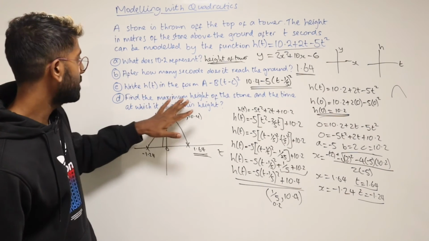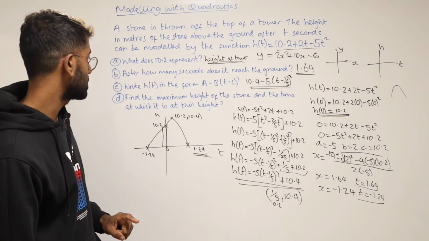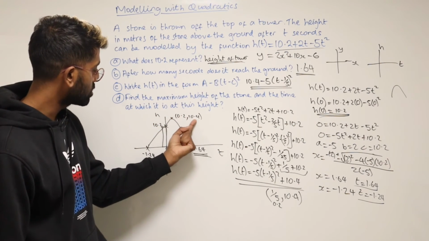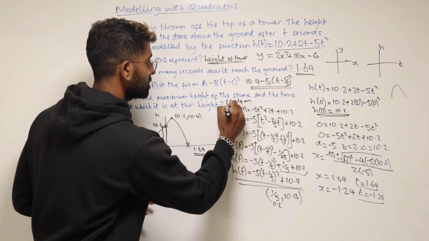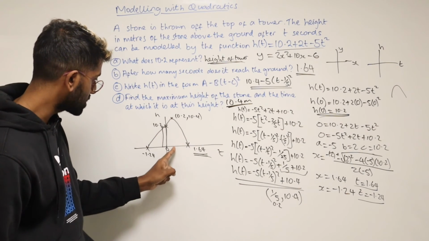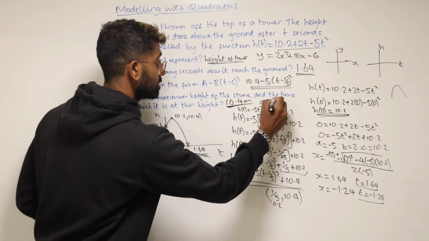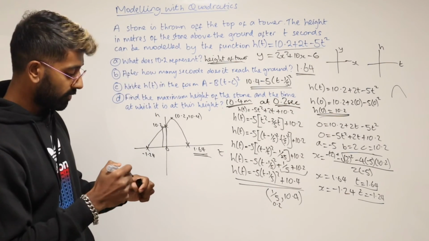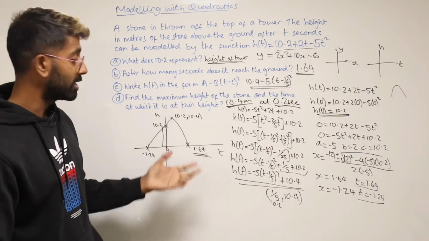And then we need to find the maximum height of the stone and the time at which it is at this height. Well, we've also got that as well. We know the maximum height is just 10.4 meters. So 10.4 meters. And at what time was it there? Well, on the time axis, that's there at 0.2 seconds. So at 0.2 seconds. There we go. So we've actually got all the answers there, just from creating a really useful sketch.